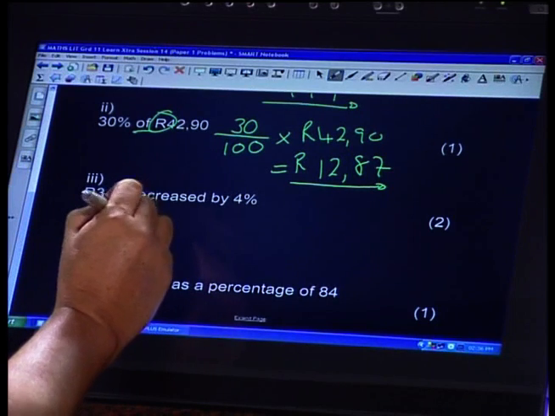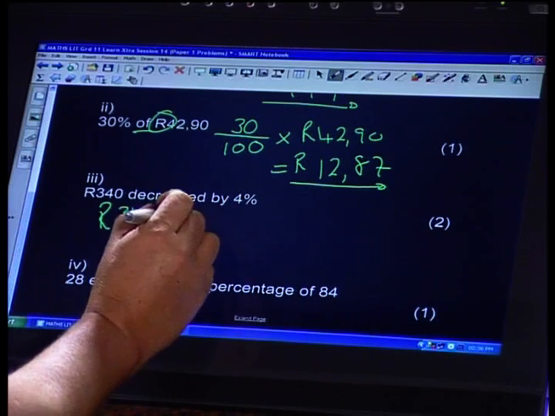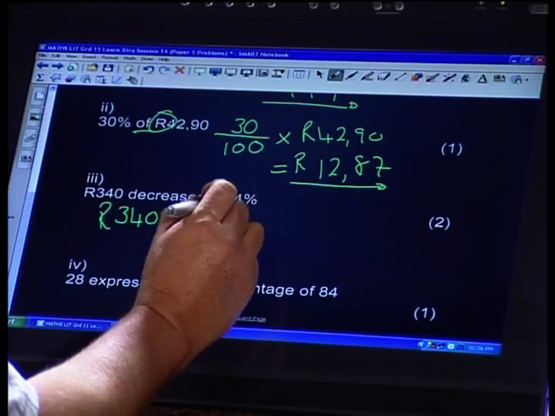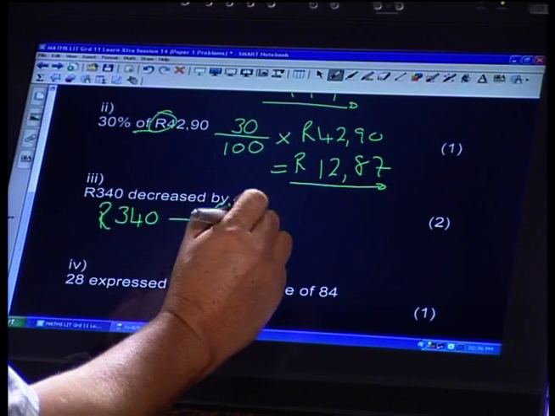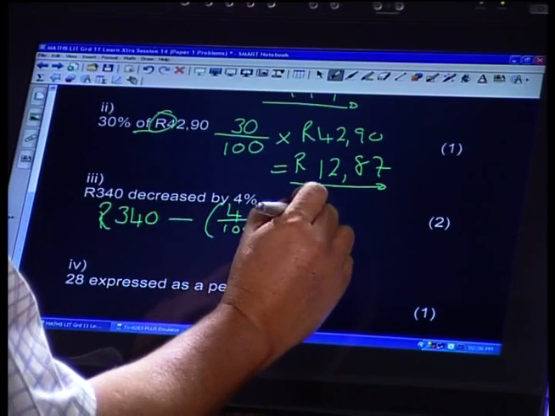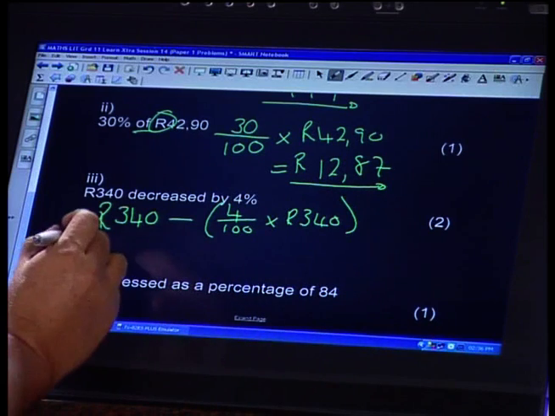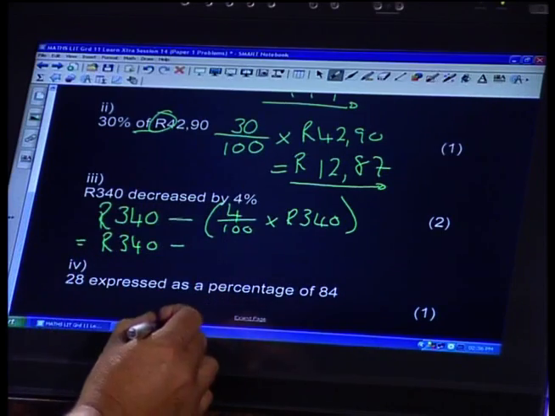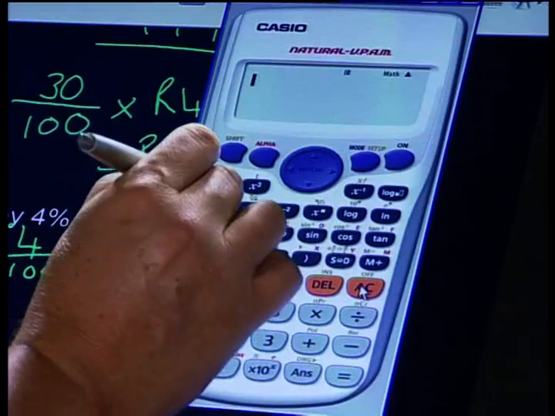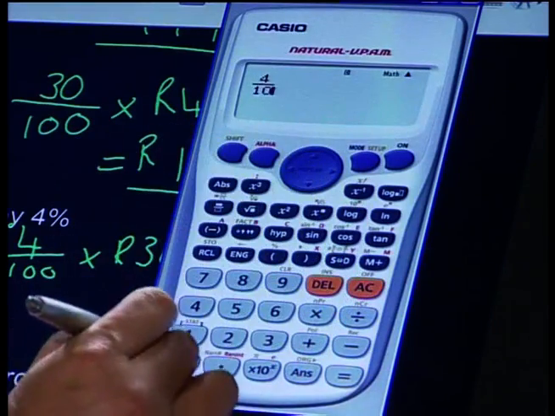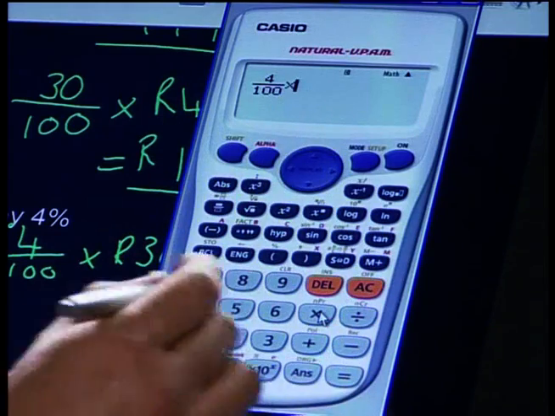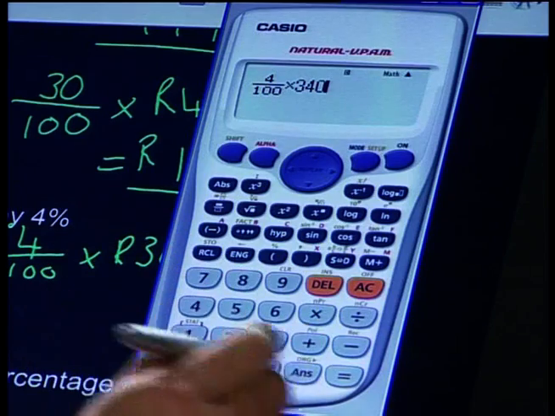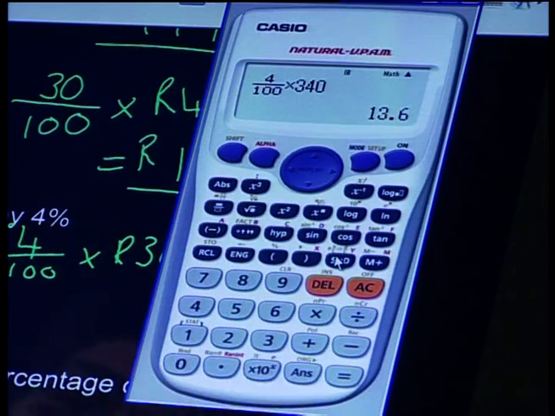So 340 Rand decreased by 4%, we're taking away 4%. So let's write that down. 340 Rand, I'm going to decrease, in other words, I'm subtracting 4% of the 340 Rand, equals 340 Rand minus, now let's do this calculation. I want 4%, and by now we should know it's 4 over 100, and we're multiplying that by 340, and we land up with an answer of 13 Rand 60.